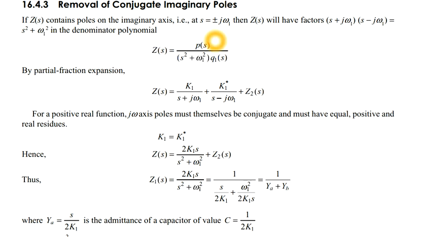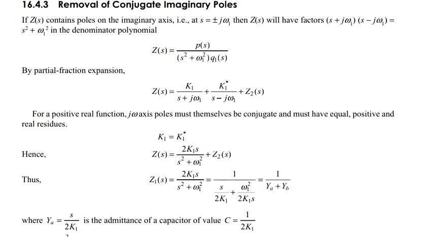Z(s) is nothing but some P(s) numerator divided by (s square plus omega 1 square) into Q1(s), let us say. Now we need to go for partial fraction expansion in order to get the residues, or to separate the terms. The main tool is partial fraction. So since we have conjugate imaginary poles, we have k1 by (s plus j omega 1) plus k1 star by (s minus j omega 1) plus Z2(s), some term along with these residues.